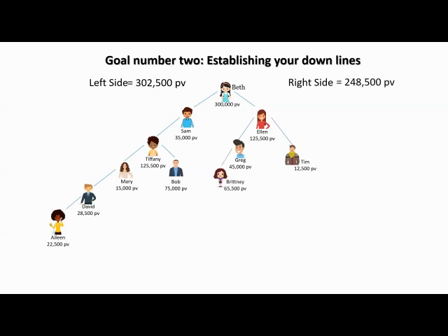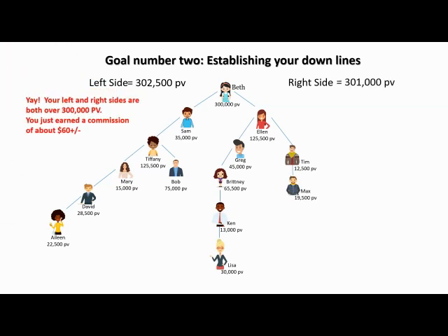Now we see that Beth's left side has reached 300,000 points, right? So that's a good thing. And now the right side is growing as well. And finally, her right side reached 300,000 points. And guess what? At midnight, on the day that both your left side and your right side have reached 300,000 points or more, you'll reach a commission. Beth received a commission, and she earned about $60.